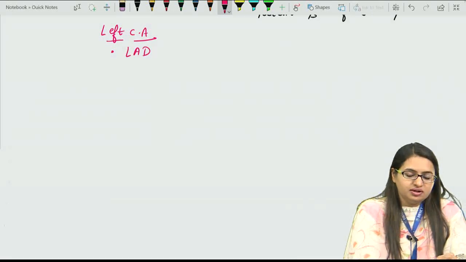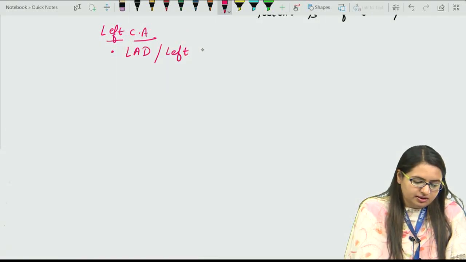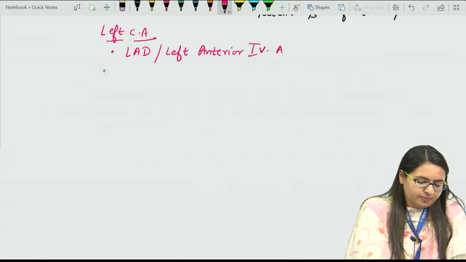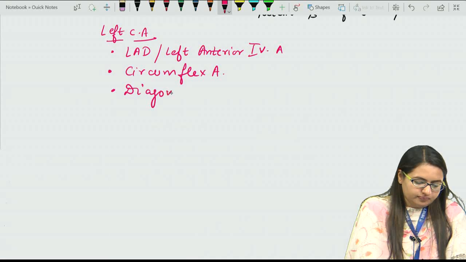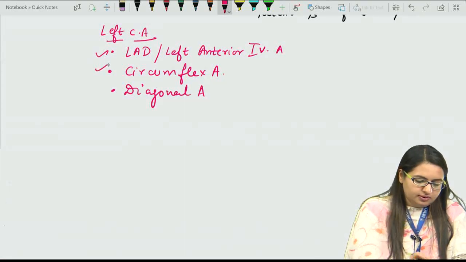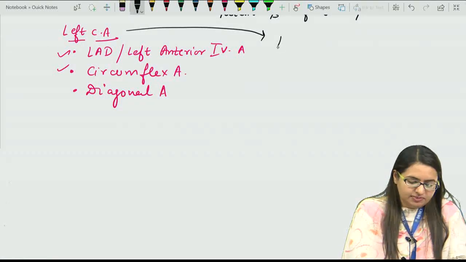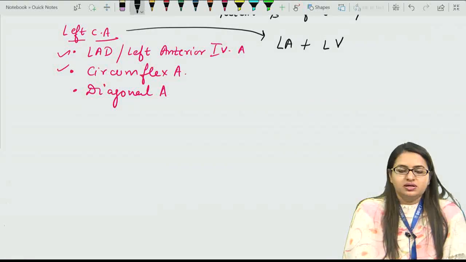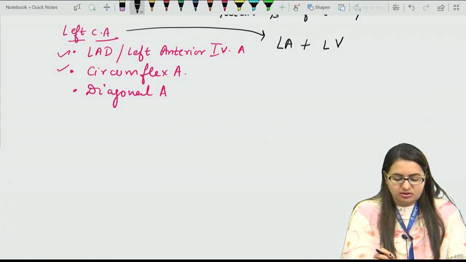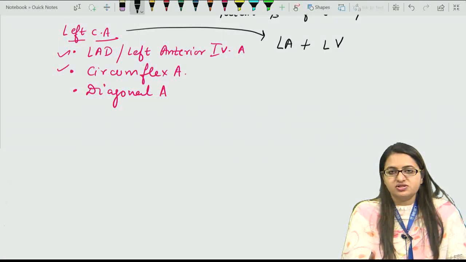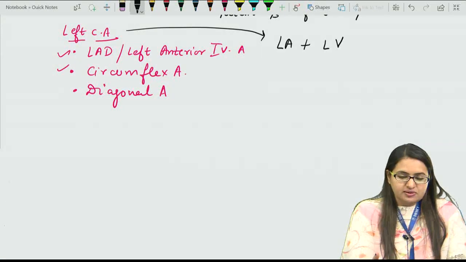One branch is the left anterior descending artery, or the left anterior interventricular artery. Apart from this, it gives the circumflex artery, as well as the diagonal artery. Now the area supplied by the left coronary artery: it mainly supplies the left atrium as well as the left ventricle. It supplies all the portion of the left ventricle, except just some portion towards the posterior side adjacent to the interventricular groove.